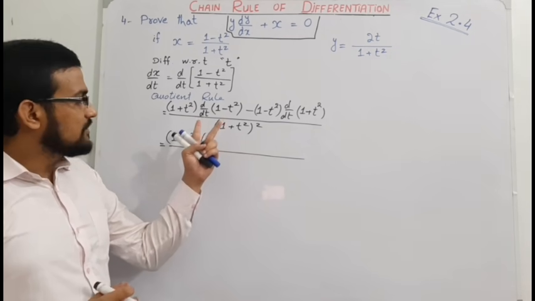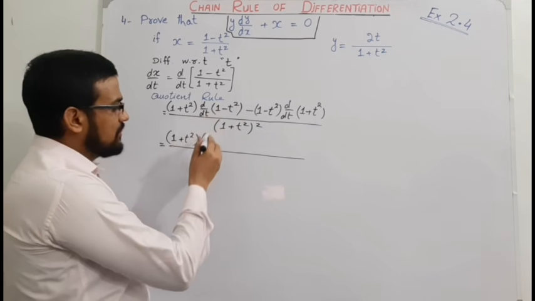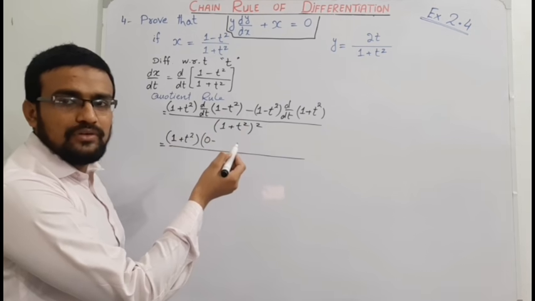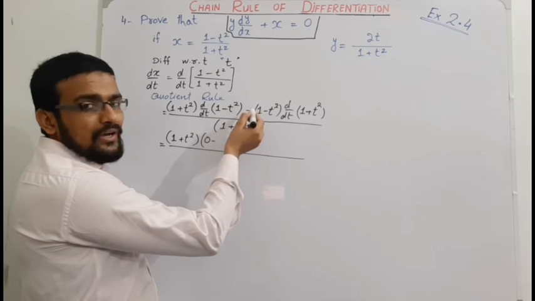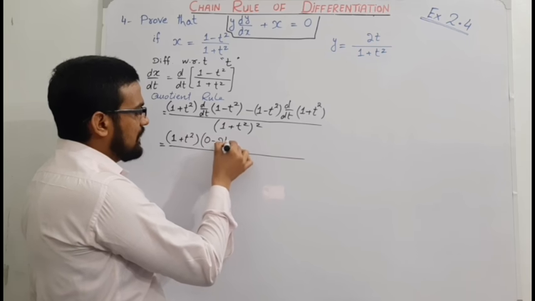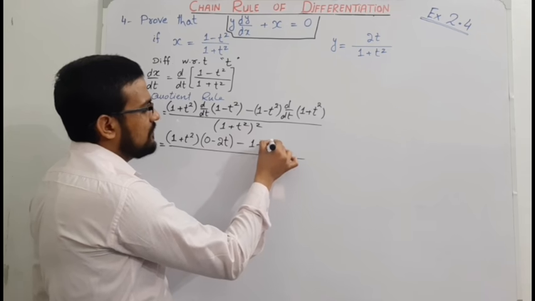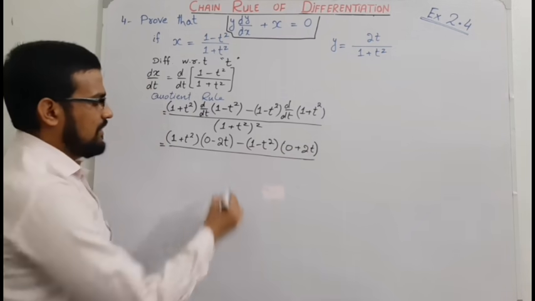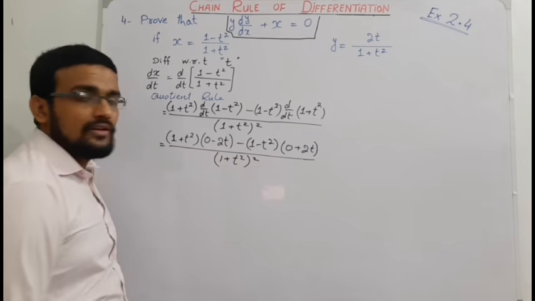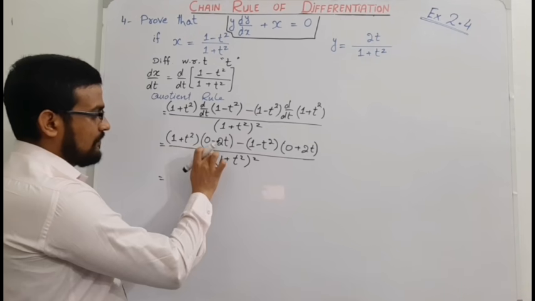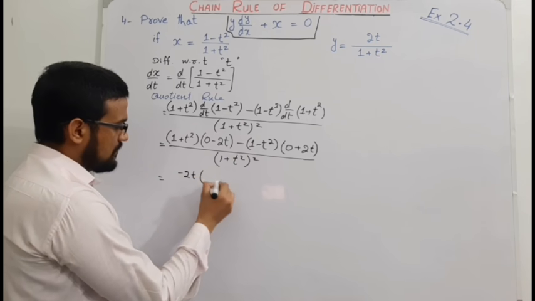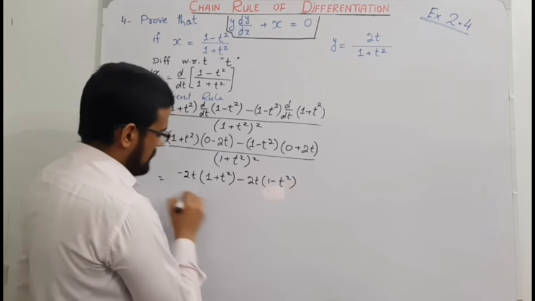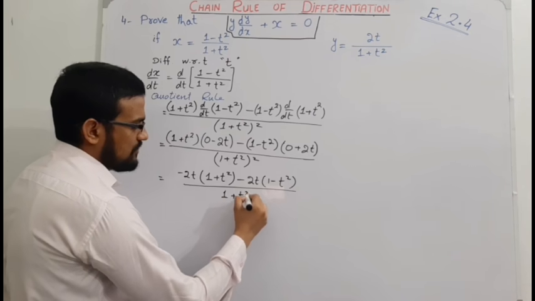And student, the derivative of 1 minus t²: 1 is a constant, so its derivative is 0, minus t² with respect to t follows the power rule. 2 becomes the power, and the power decreases by 1, so it means 2t, giving minus 2t. So we have (1 plus t²) times (0 minus 2t), minus (1 minus t²) times (0 plus 2t), since similarly 1 is a constant, all divided by (1 plus t²) whole square. That is, minus 2t (1 plus t²) minus 2t (1 minus t²) over (1 plus t²)².